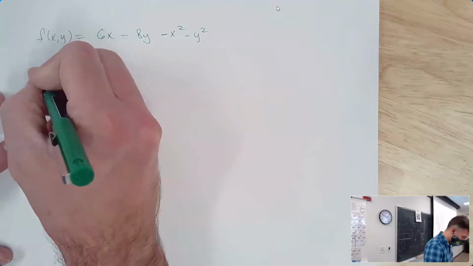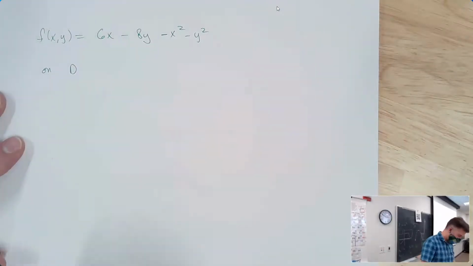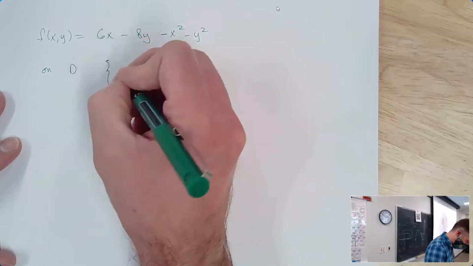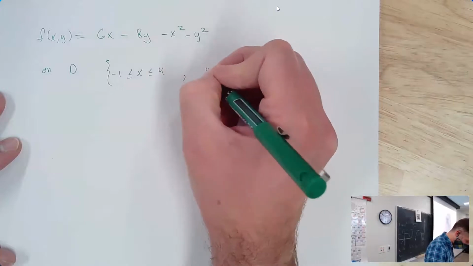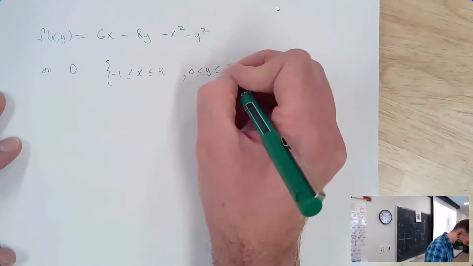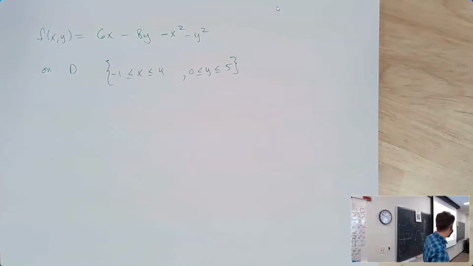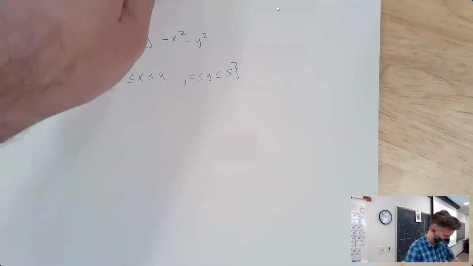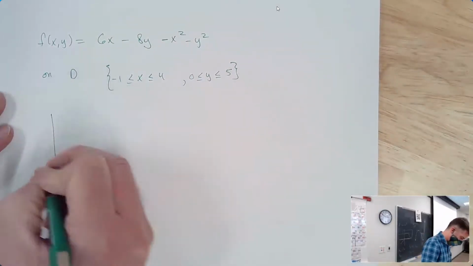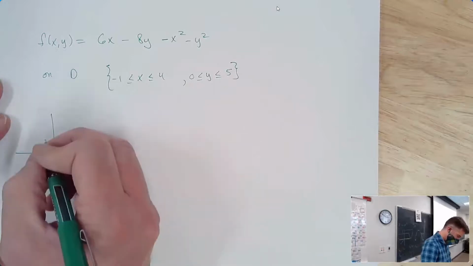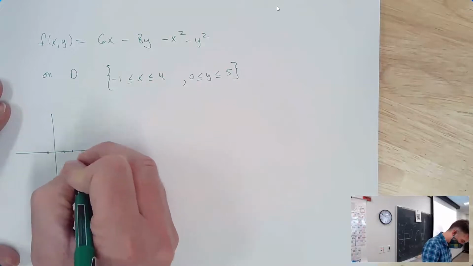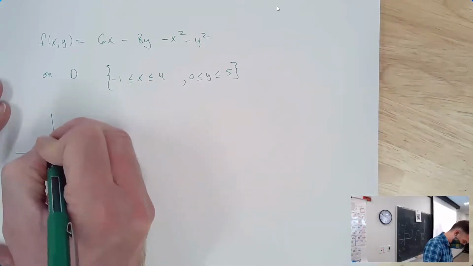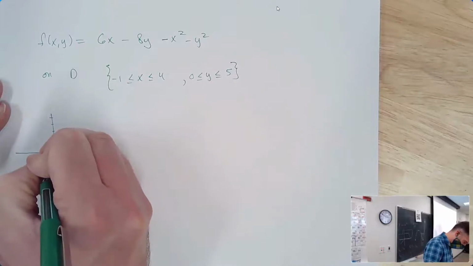So on the domain where x is between -1 and 4, y is between 0 and 5. Again, a rectangular-ish region. Actually, I think it's a square region technically, but rectangular region. So here's our region. X is going from -1 to 4. Y is going from 0 to 5. So we're looking like this.